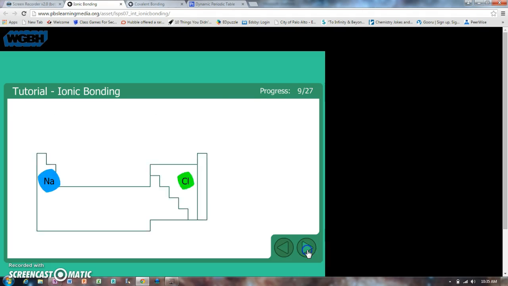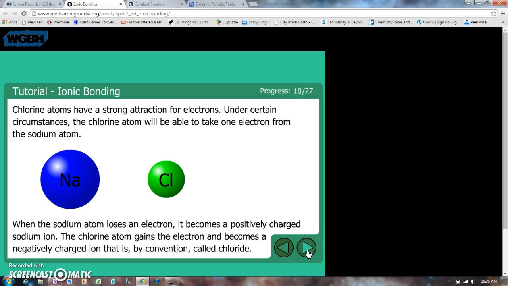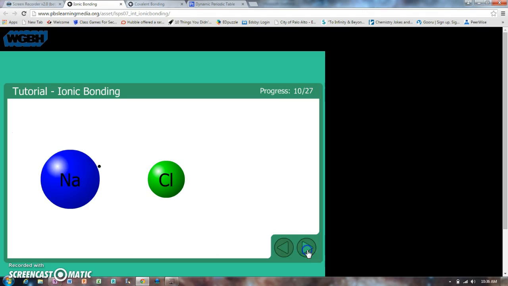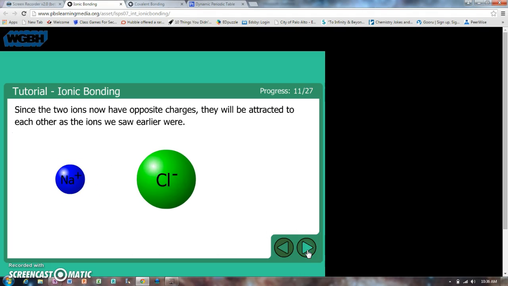So let's take a specific example here of table salt, sodium chloride. Sodium has 1 valence electron. Chlorine has 7. So what sodium does is it gives up its one valence electron to get a full valence shell, and chlorine takes one on to fill its octet to get 8.